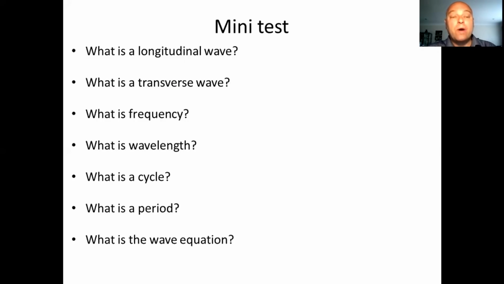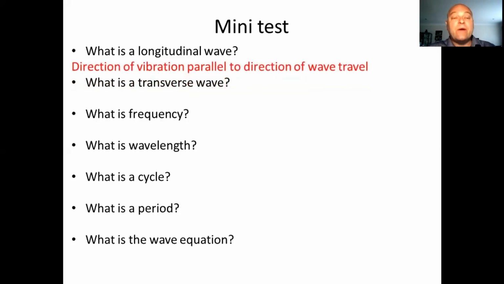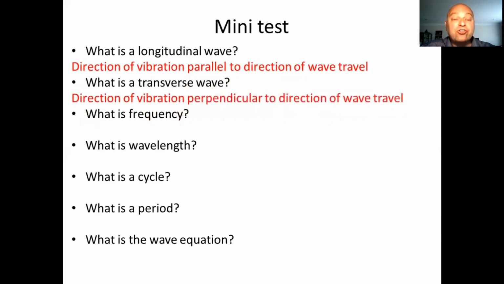What is a longitudinal wave? A longitudinal wave is where the direction of vibration is parallel to the direction of the wave travel. For parallel, you could have said forwards and backwards, and for the direction of the wave, you could have said the direction of the energy or the disturbance. What's a transverse wave? Very similar answer to that, but the direction of vibration is perpendicular or at right angles to the direction of the wave travel or the direction of the energy or the direction of the disturbance.